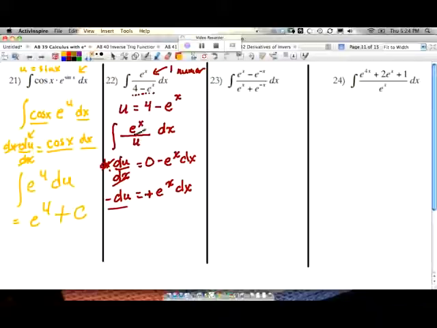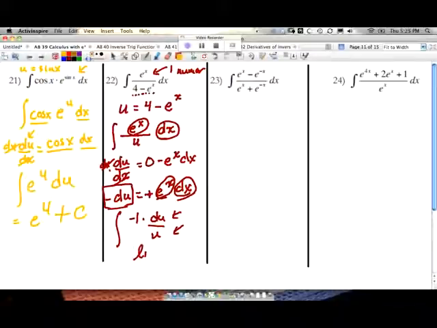Okay, so this e to the x dx, that's going to come out, and I'm going to replace it with negative du. So there we go. That's our substitution. So I'm going to have negative 1 times du over u. Wait a second. I know this one. The antiderivative of du over u is natural log times the absolute value of u.